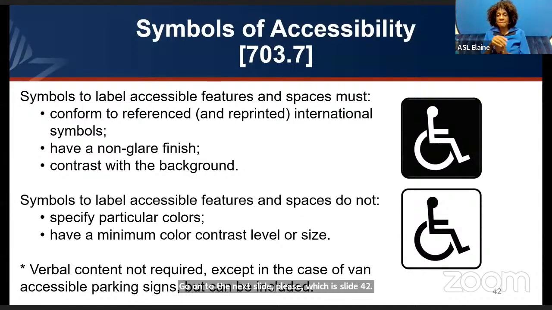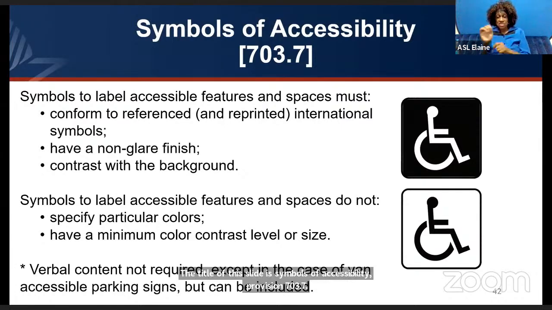The title of this slide is Symbols of Accessibility, Provision 703.7. The slide shows on the right-hand side 2 graphics of the International Symbol of Accessibility, one with a white icon and black background, and the other with a black icon and a white background. As required by the ADA and ABA standards, these graphics exemplify one of the requirements for symbols that label accessible features and spaces, specifically with symbols contrasting with their background, either light on dark or dark on light.